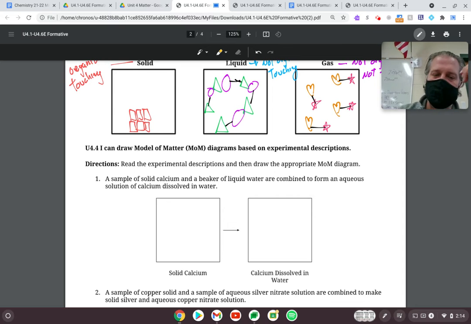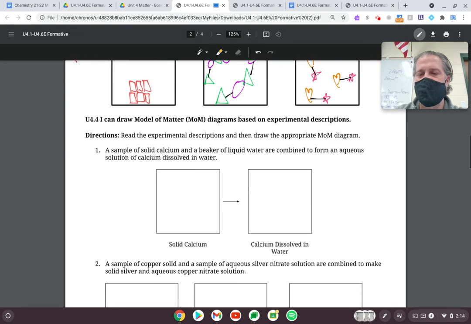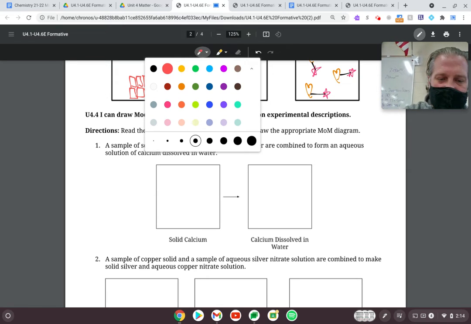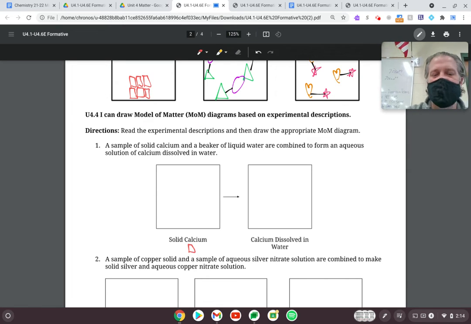Next one, you're supposed to be able to read experimental descriptions and then draw the appropriate MOM diagram. So here we have a chunk of calcium being thrown in a bucket of water, and it dissolves. So we're going to start with solid calcium. So this is going to be a solid, and I'm going to give myself a key here saying calcium is going to be a square. So I'm going to draw 6 squares of calcium, solid, touching, organized.